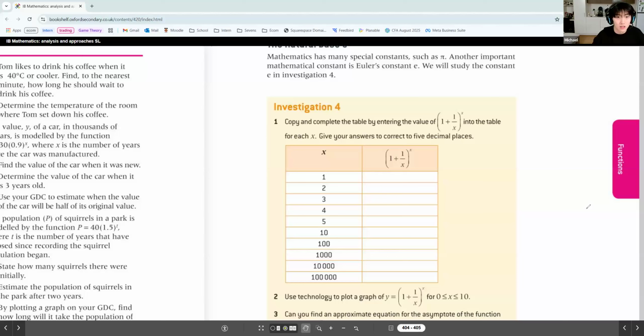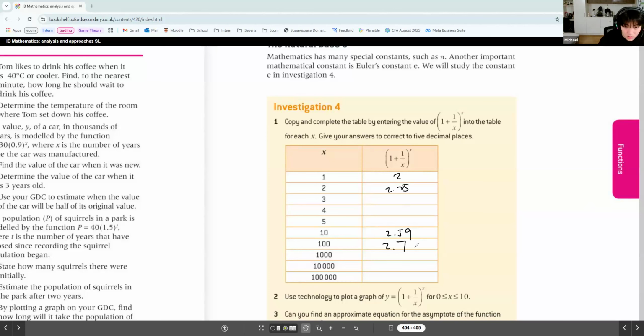So if we look at this, as we just did, this is 2.25. If we just do 10, see what happens. I'm gonna do it in my calculator. This is 2.59. And then if we make this 100, we get very close already.